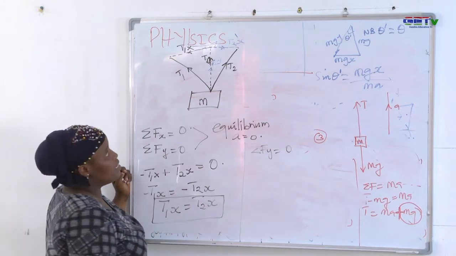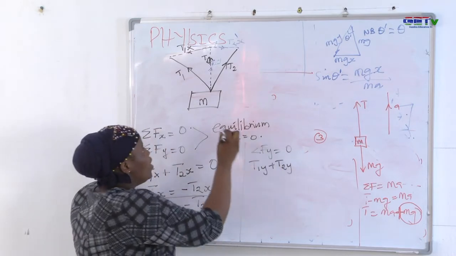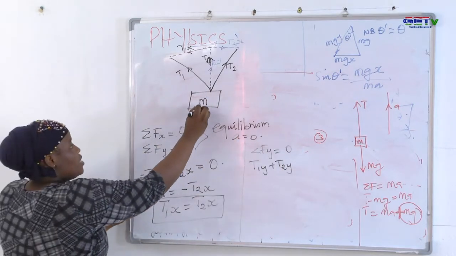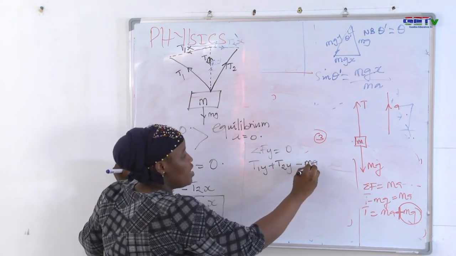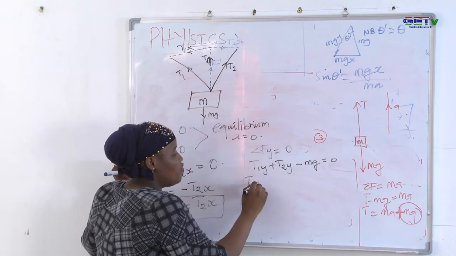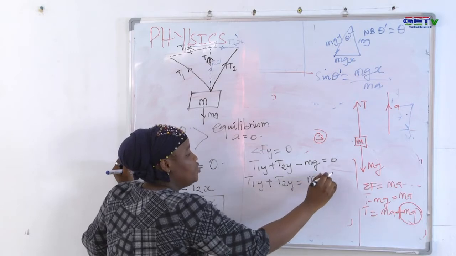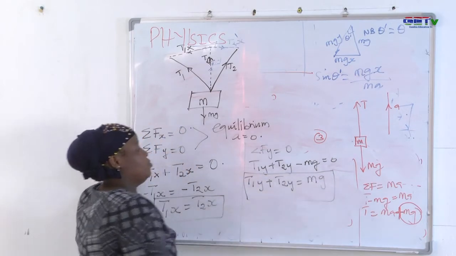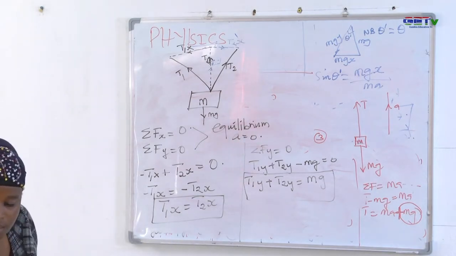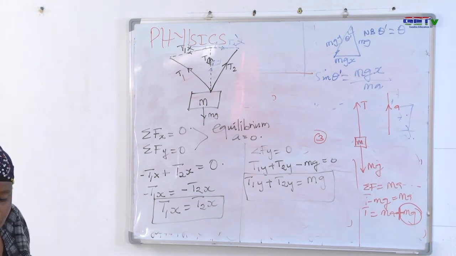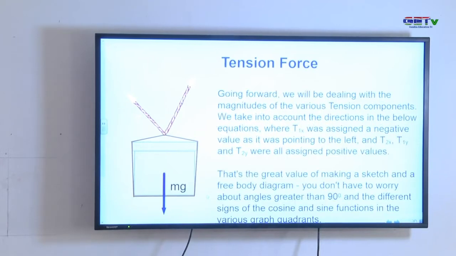So we give them a similar sign, and that will be T1 of y plus T2 of y. What other force is acting on this mass is the weight, which is vertically down, minus mg of y is 0. And this will be T1 of y plus T2 of y is equivalent to mg. Good. Okay, it is shown, and we've already done the derivation.